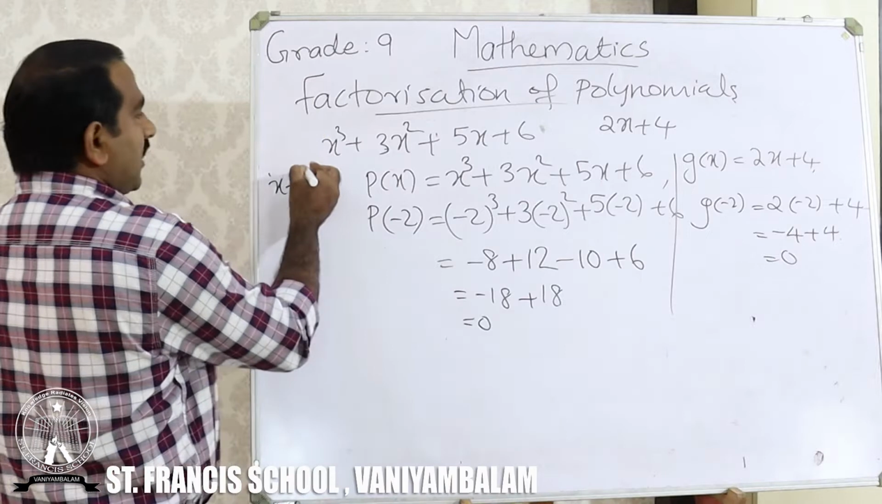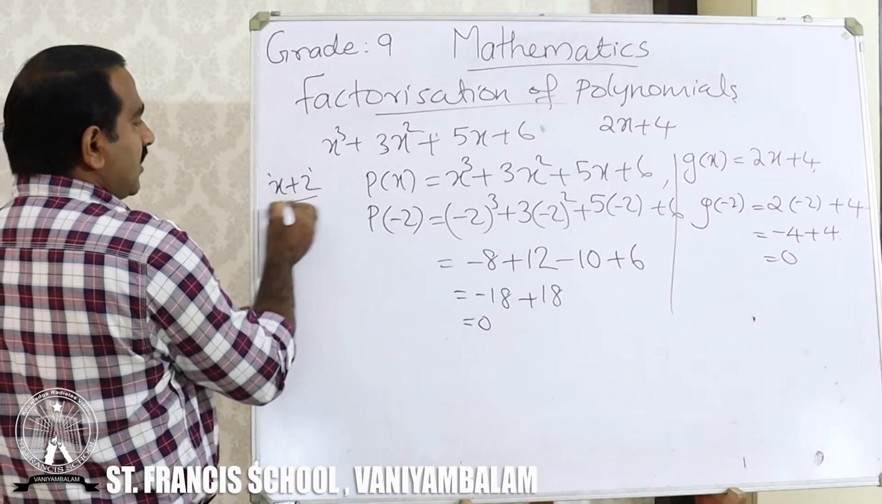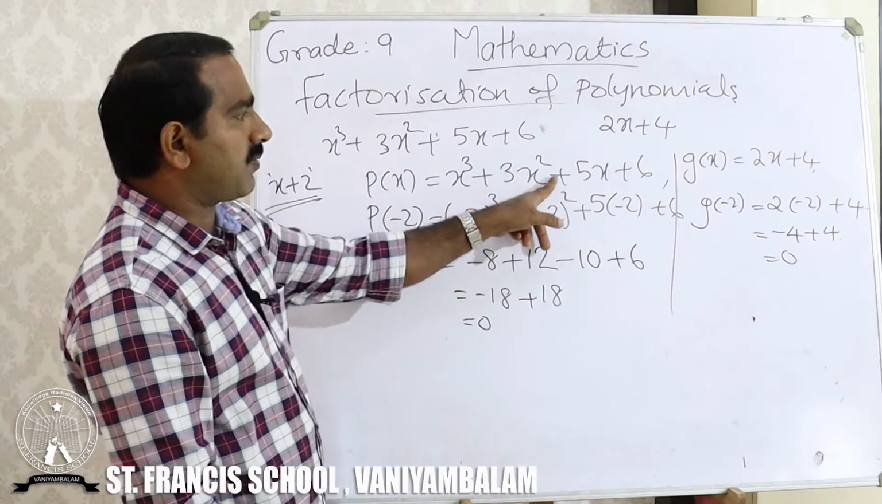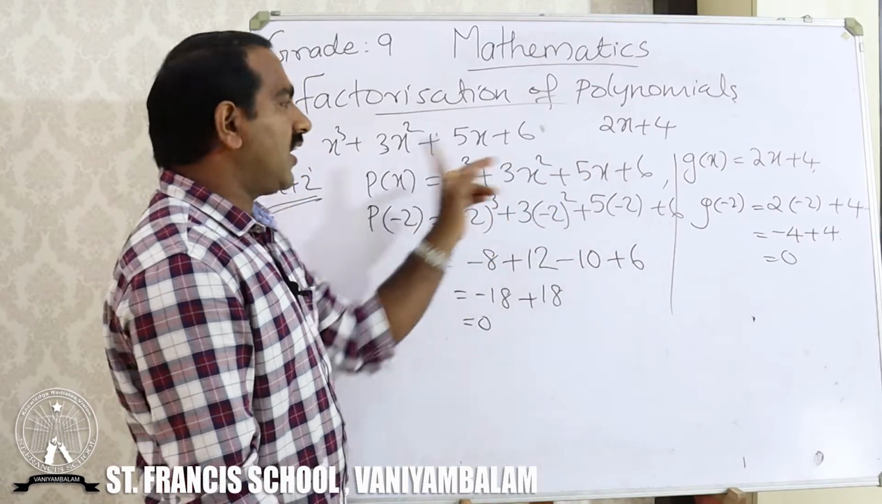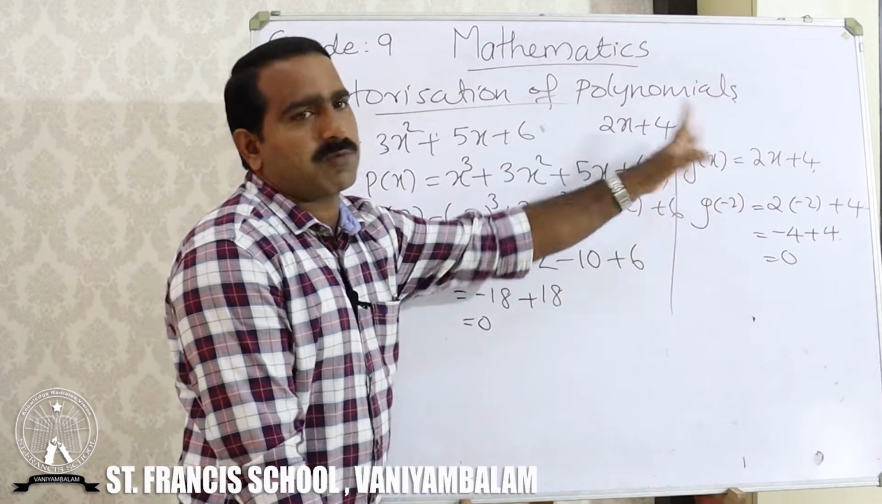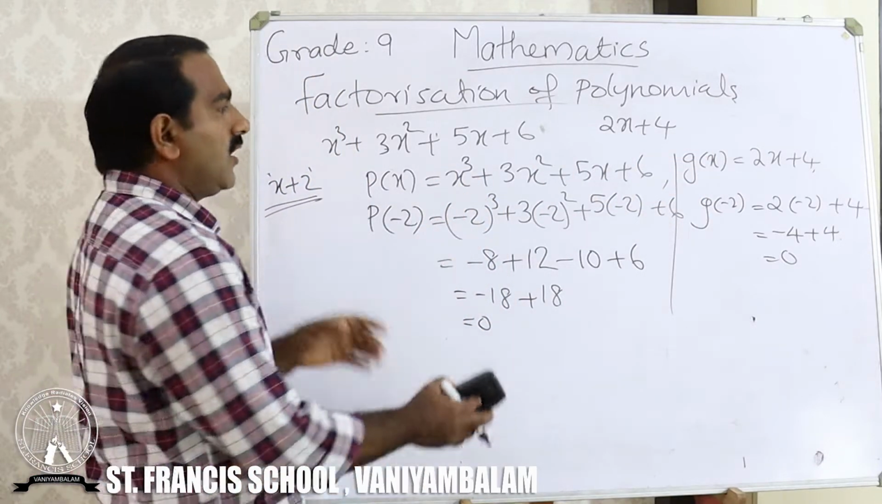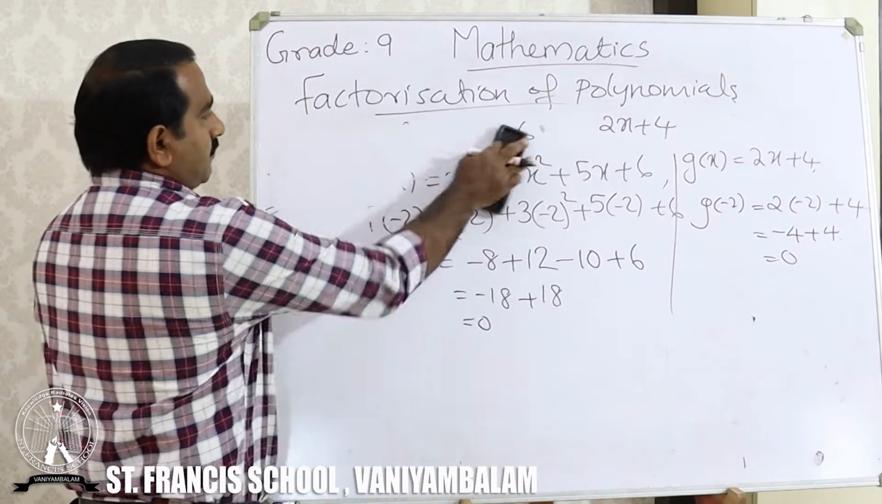So we can say that x plus 2 is a factor of p of x, that is x cube plus 3x square plus 5x plus 6, and it is a factor of 2x plus 4. Okay, is it clear? Can you follow me? Okay, then consider the next question.